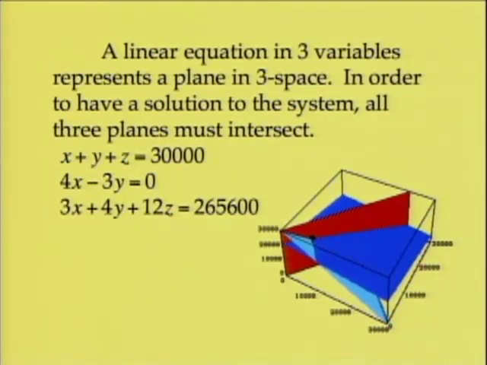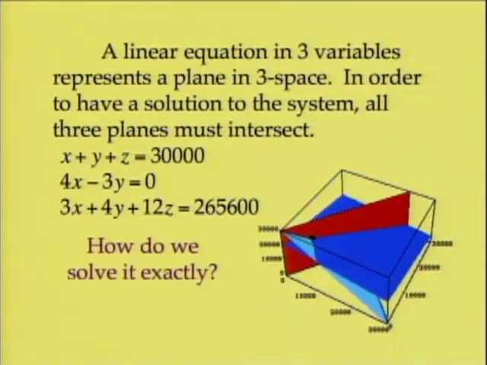The problem is that I can't really get it very well from the graph. It's hard to tell exactly what it is from this graph. It's a 2D representation of a 3D graph, which is kind of ridiculous. So what I really need here is some way to solve it exactly. And I'm going to give you two methods.